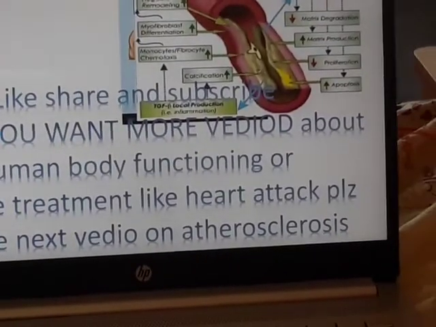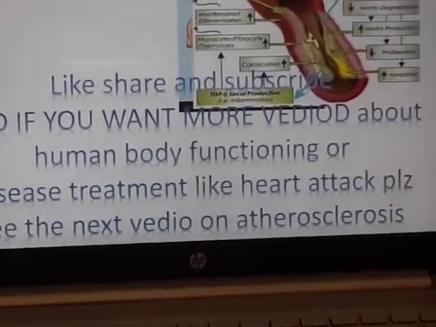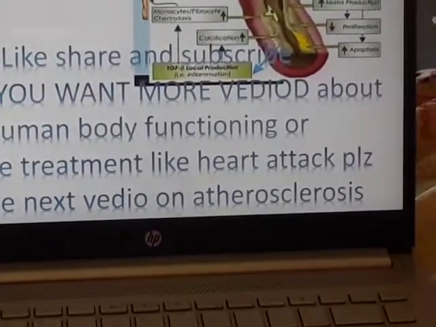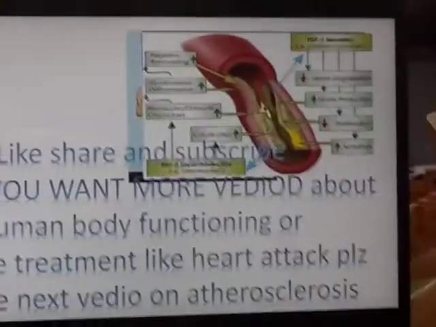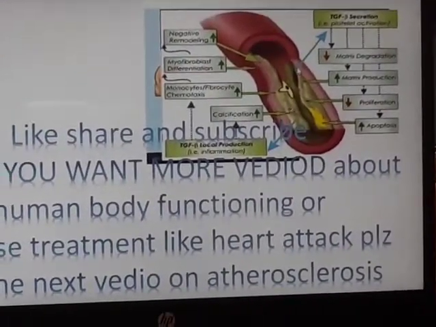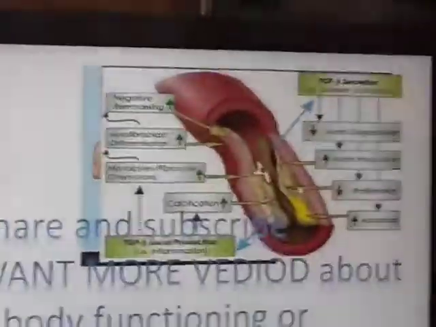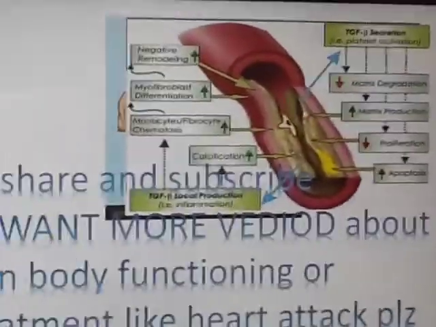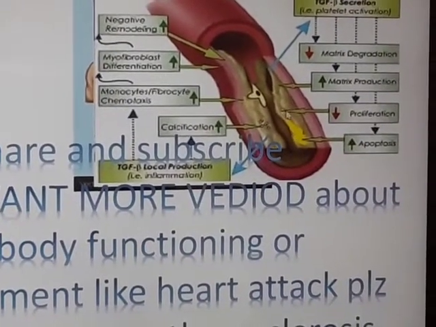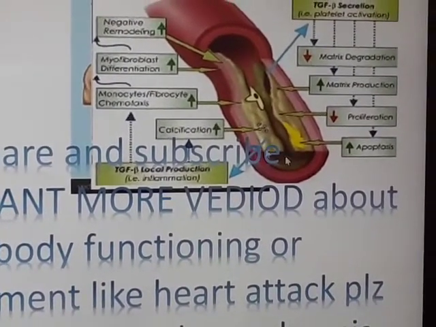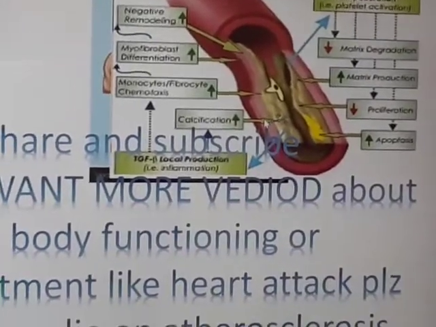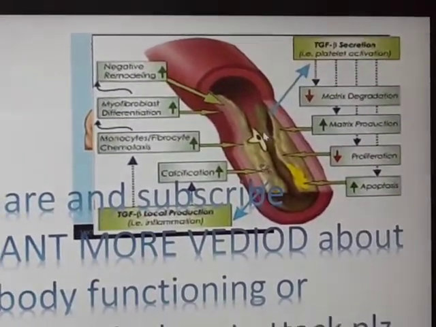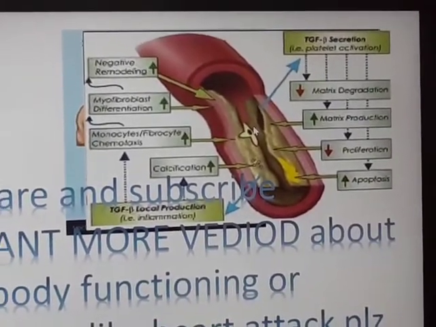And if you want any more videos about human body functioning or disease treatment like heart attack, please see the next video on atherosclerosis, in which the vessels that supply the heart are blocked like this, and which leads to poor blood supply to the heart, leading to various dangerous conditions like heart attack. Cholesterol deposition is the major cause of this, and other information I'll be providing you in the next video.